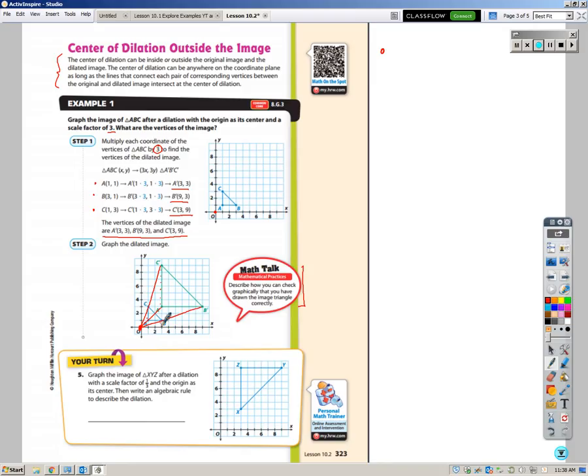So when I connect B prime and B, they should intersect at my center of dilation, which is, in this case, the origin. And they do. So that's one way to check also. So I need you guys to do your turn on your own, and we will check that in class tomorrow.